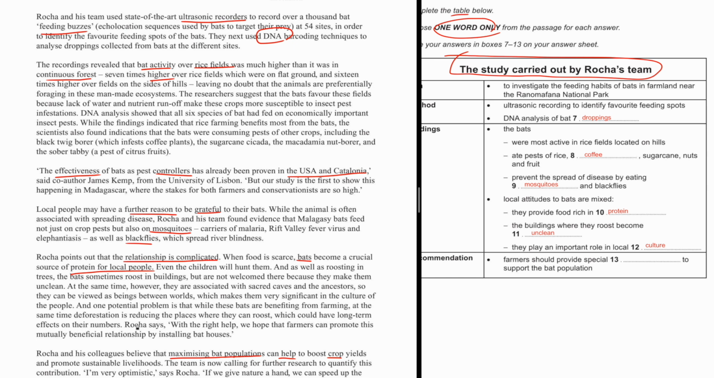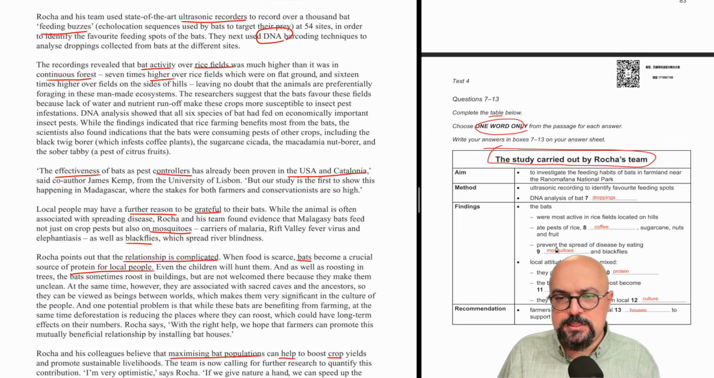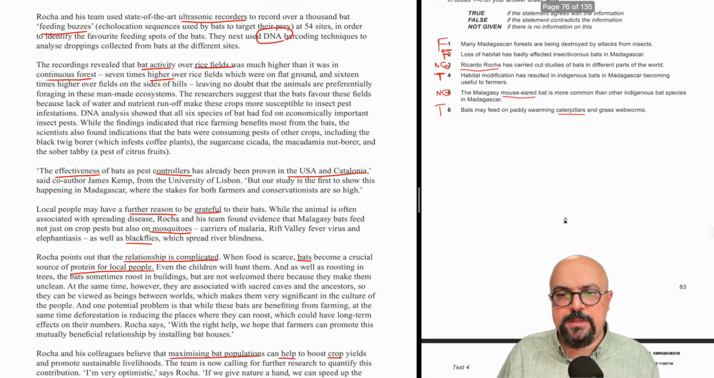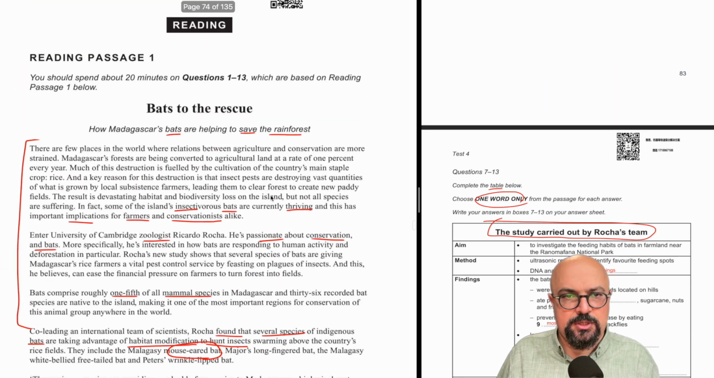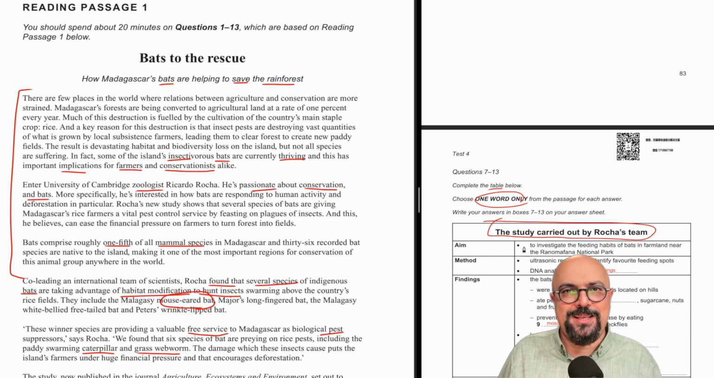Okay, that's the problem. Rocha says, with the right help, we hope that farmers can promote this mutually beneficial relationship by installing bat houses. Oh, farmers should provide special bat houses to support the bat population. Yeah, that makes sense. Okay, we have one word to write. So the answer is houses. There we go. Have we answered all the questions? Let's make sure. Yeah, the 13 questions from this passage. Okay, there we have all the answers.